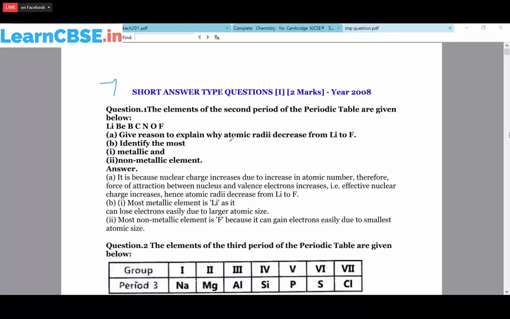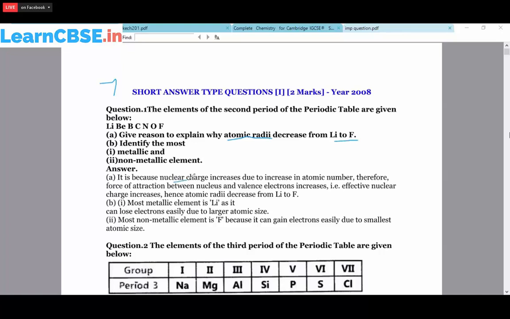Okay, so now they have asked you why the atomic radii decreases from lithium to fluorine. So what is meant by atomic radii? It is defined as the distance between the nucleus and the outermost electrons. Now lithium, beryllium, boron, all are in the same period, so the electrons are added in the same shell. So the distance between the nucleus and the outermost electrons is not varying. And also the pulling of the electrons towards the nucleus will increase, because the nuclear charge increases.